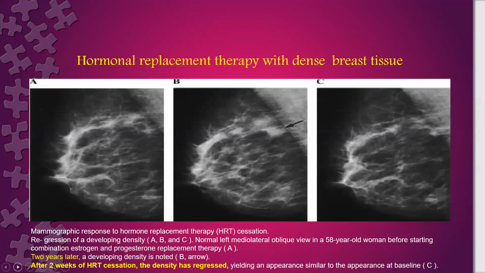And the message here, what we can learn, is if the patient is on hormonal replacement therapy and you have seen any abnormality on mammography, you have to stop it and repeat mammography to check if it is just related to the hormones or it is a real pathology before going for interventions.